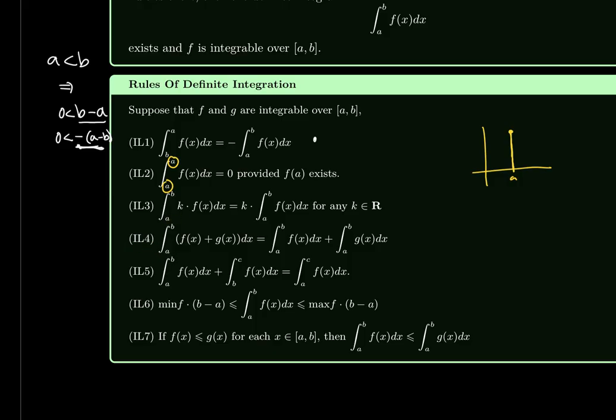So for IL4, it looks like this integral sign can distribute over addition, all right? So we can scoot this integral sign first in front of f and then in front of g to create the sum of two integrals. So this says the integral of a sum is the sum of integrals. That's what this says. I think we will prove this one.